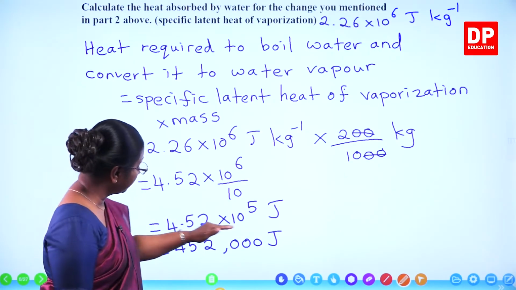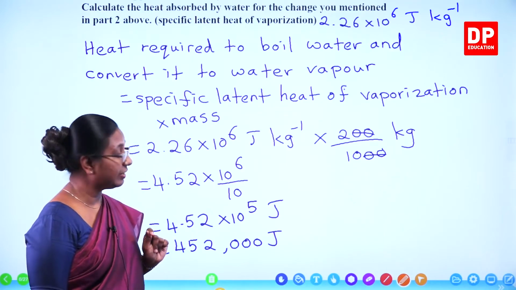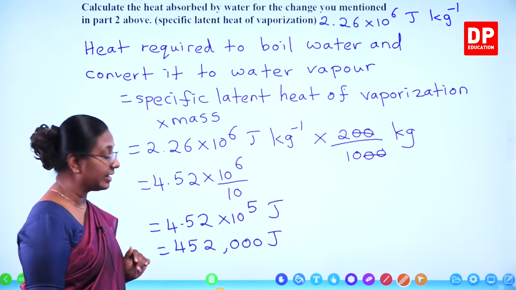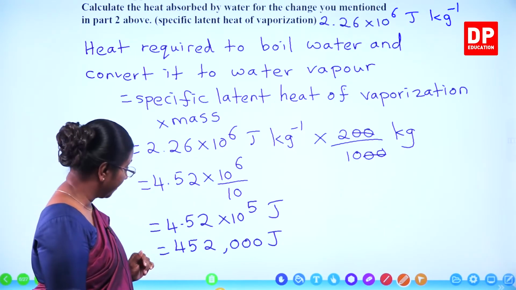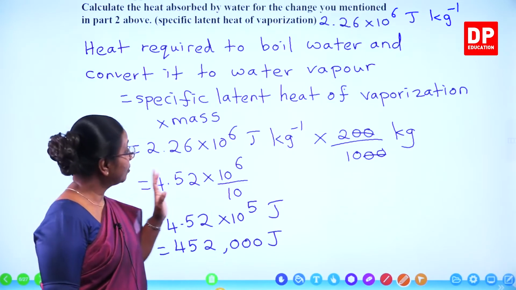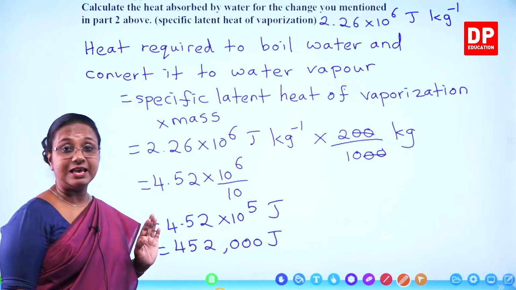That is the scientific notation, 4.52 into 10 to the power of 5 joules. So you can leave it that way, or you can convert it and write it this way. Or else you can write it as kilojoules also. So either way, you will get the same answer.